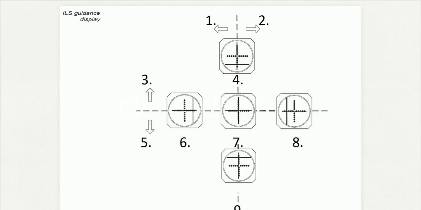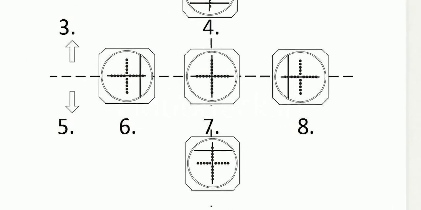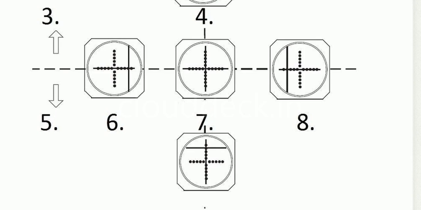This image shows standard course deviation indicators. You fly toward the deflected needles to reach the centerline. However, a back-course approach flips the geometry. Reading a standard CDI inbound from the back gives reverse sensing. If the needle swings left, the true course is right.